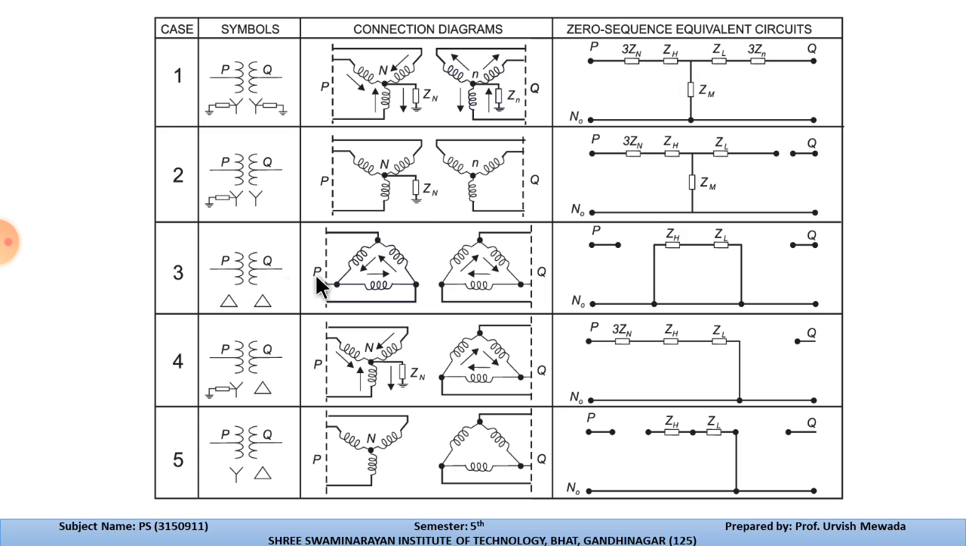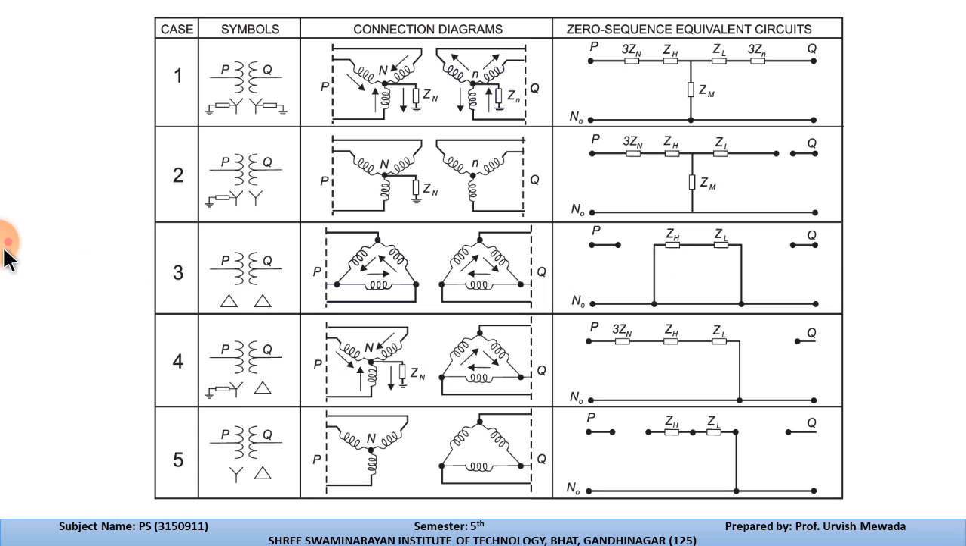Now let us discuss the third case, in which both the transformers are connected in delta, but both are not grounded. So we have considered that P and Q both do not have zero sequence impedances. Over here you can see that we have considered only the ZH and ZL impedances of the system, and in the fourth one you can see P and Q.